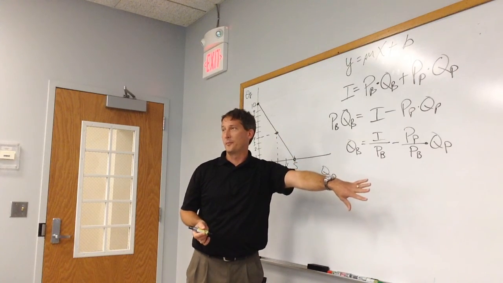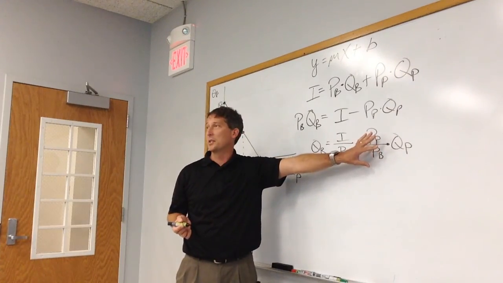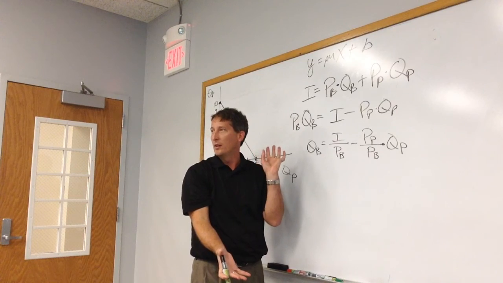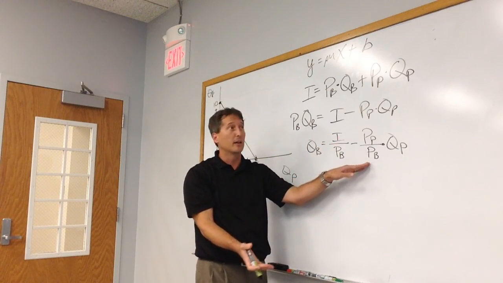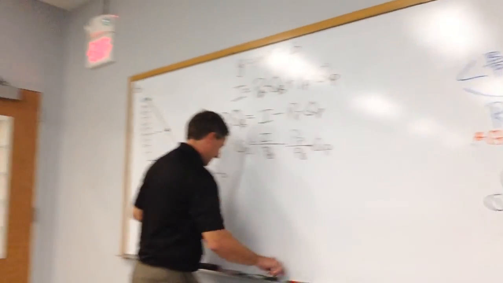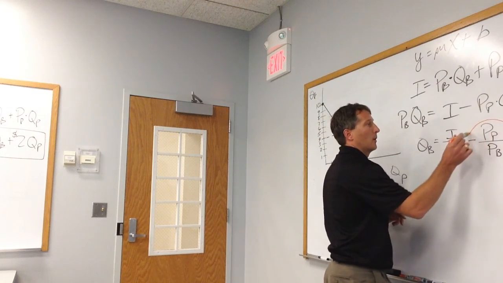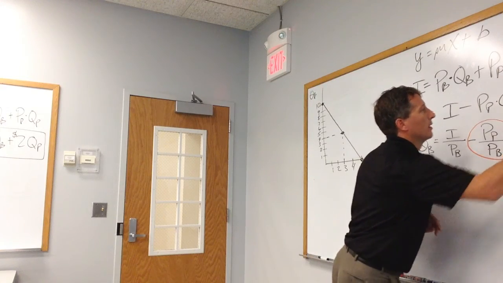What's the slope? It'd be 2 putting those numbers in, but what component of this is the slope in general? That relative price, right? The price of pizza over the price of beer, that relative price, that is the slope of the budget line. So that is the slope.